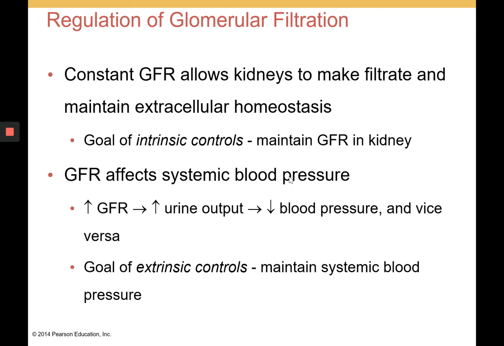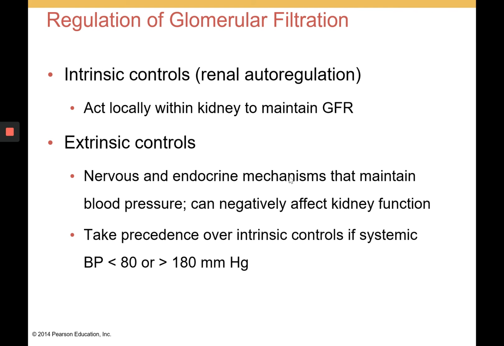But we do have extrinsic controls, which could negatively affect GFR, because extrinsic controls are trying to maintain systemic blood pressure in case of a hemorrhage or something else that's causing a drop in blood pressure. This could negatively affect the kidneys because overall systemic blood pressure is more important than blood pressure to one single organ. So the intrinsic controls use renal autoregulation.